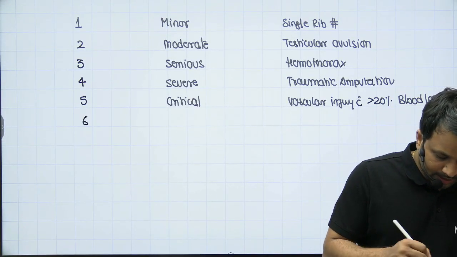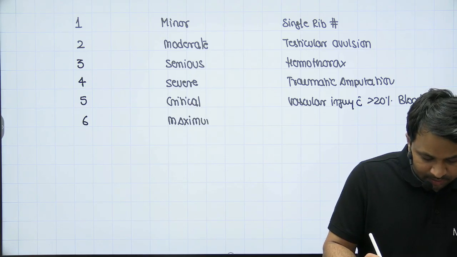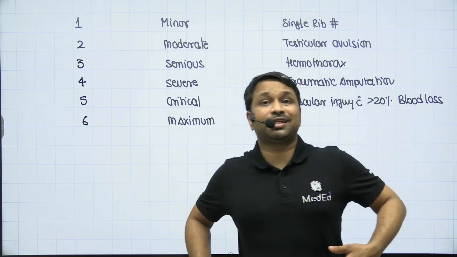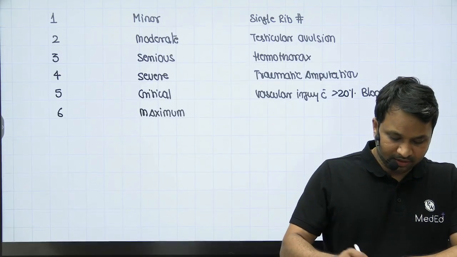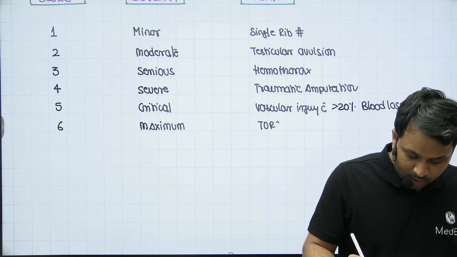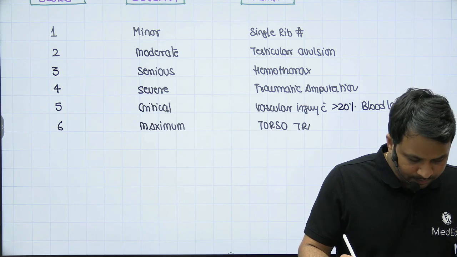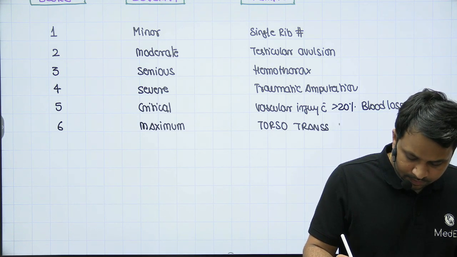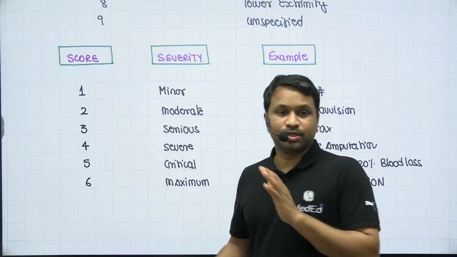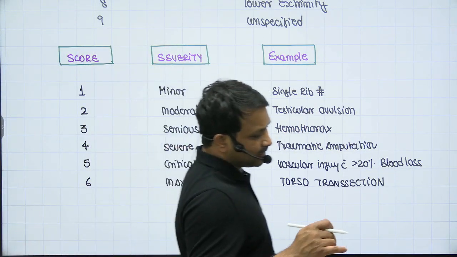And the last one, that is maximum. Now, in the maximum, we usually see the torso transection, where the abdomen is transected. So you have the great vessels transection, or we can say it is disruption. We call it the torso transection. Robert, torso transection, right? So this is the score, the severity index, and the various examples that you have.